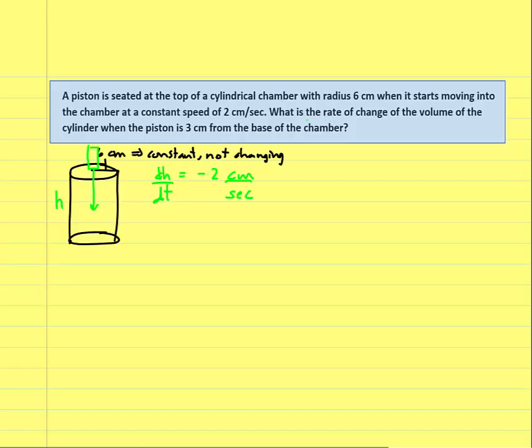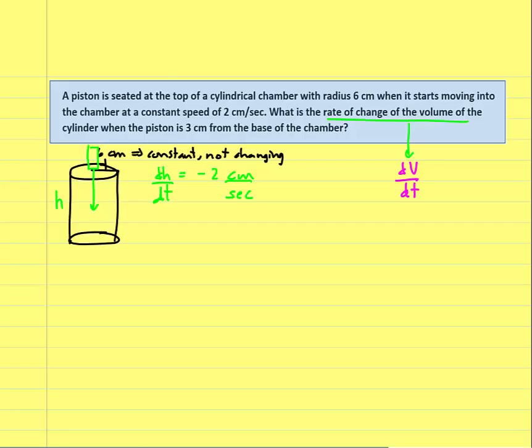Now let's see what other number we have. What is the rate of change of the volume? So we're looking for the rate of change of the volume, which is the change in volume over time, dV/dt, of the cylinder when the piston is 3 centimeters from the base of the chamber. Okay, so then we're looking at something about 3 centimeters from the base of the chamber. So let's figure out where that comes into play.